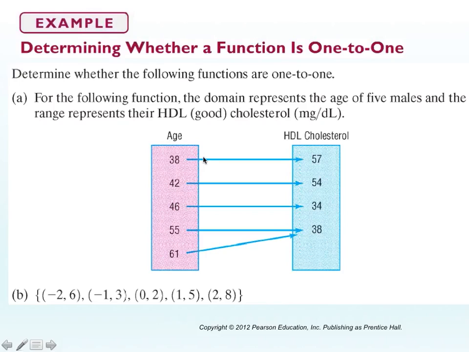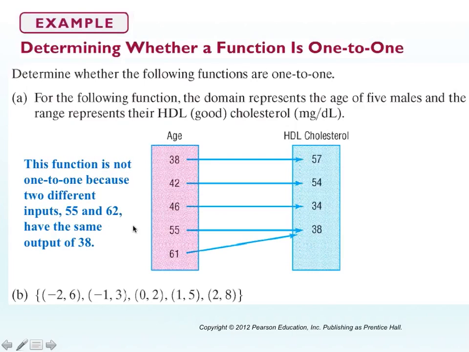Okay, so if we take a look at this, we can present functions in different ways. It could be listed as a number of points, maybe an equation, maybe some kind of representation that looks like this. So if we look here, we have the following function. It represents the age of 5 males. So we have 5 male ages, and then their HDL, which is their good cholesterol, in milligrams per deciliter. So we have someone with the age of 38 who has an HDL cholesterol of 57. And if you look down here, this is where we have something a little different. We have a person that's age 55 and a person age 61, both going to an HDL cholesterol of 38.